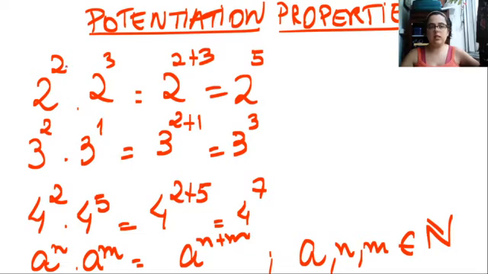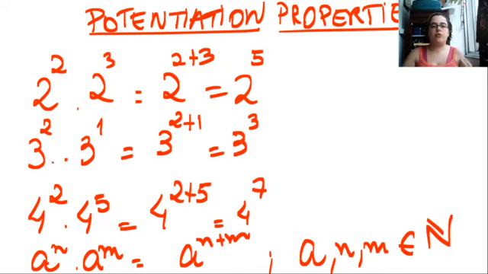2 elevated to the second power times 2 elevated to the third is the same as we repeat the base and we add the exponents, okay? 2 plus 3 is 5. Here I'm not worried about solving this quantity. I just want to see the property of the exponent, okay? If I have a multiplication with the same base, I repeat the base and I add the powers.